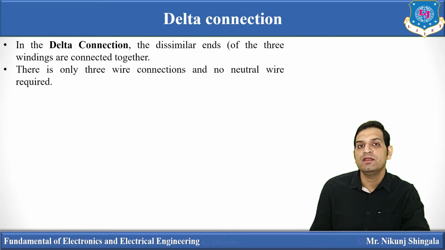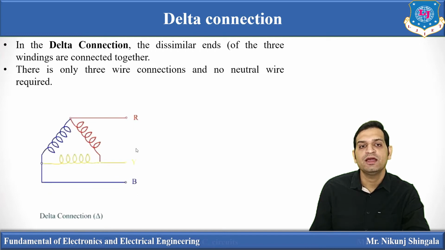There is only one wire connection, there is only one loop, and there is no neutral wire because there is no neutral point in the delta connection. So this is the delta connection. You can see R, Y and B are the lines. These are the three phases, three windings.